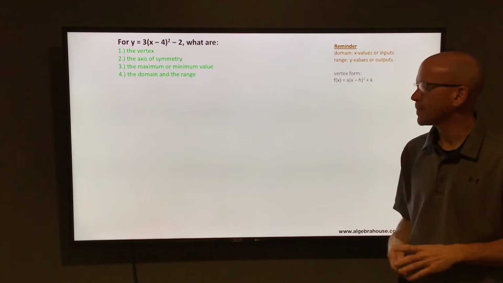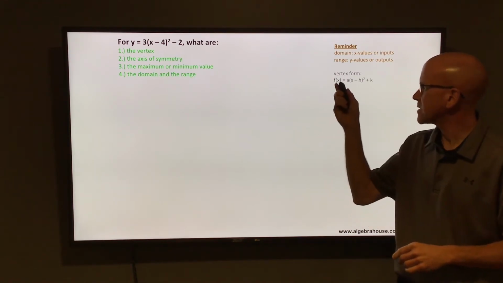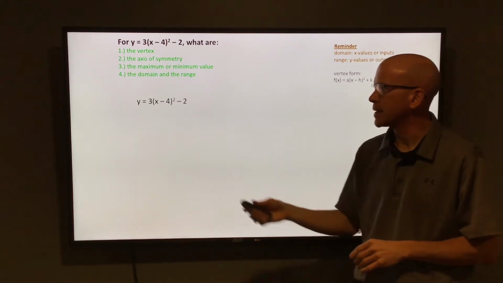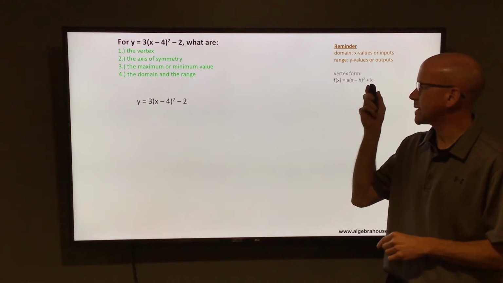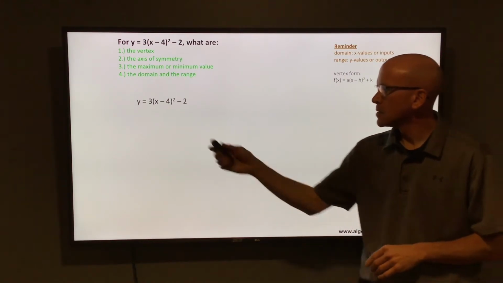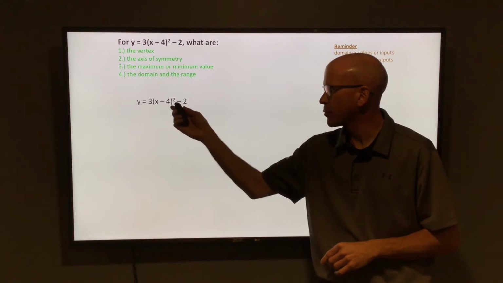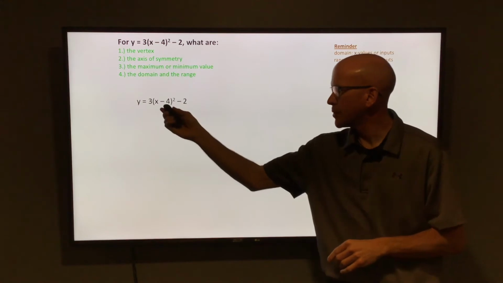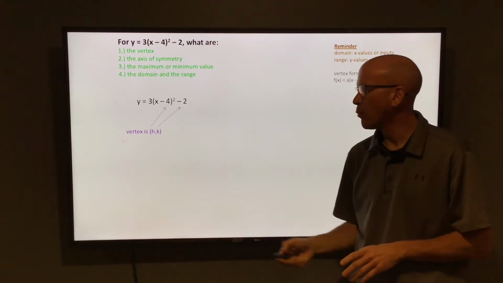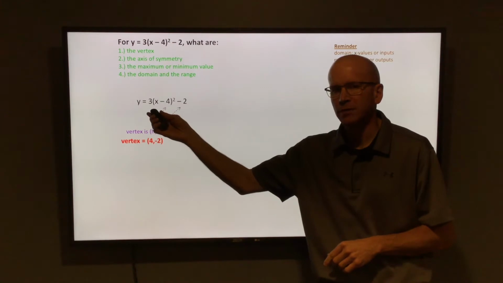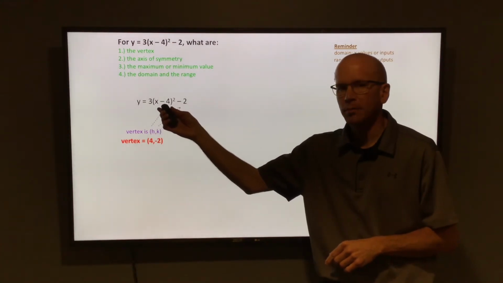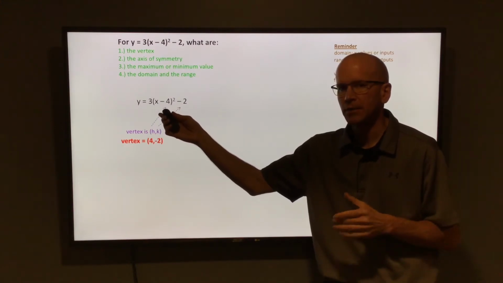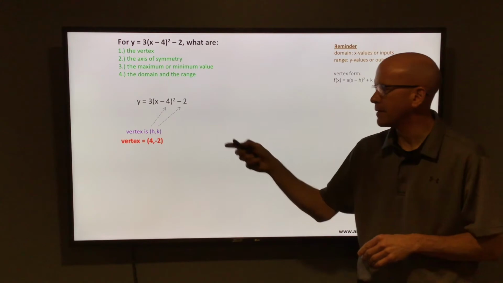Also, vertex form for a quadratic function is f of x equals a times the quantity x minus h squared plus k. I'm going to start off by finding the vertex. Remember, in vertex form, h and k are the coordinates of the vertex. So in this 3 times the quantity x minus 4 squared minus 2, that's in the form of x minus h squared plus k. Now, if that was showing up as x plus 4, then the x coordinate of the vertex would be negative 4. But in this case, it's x minus h, x minus 4. The x coordinate of the vertex is positive 4. So the vertex is located at 4, negative 2.